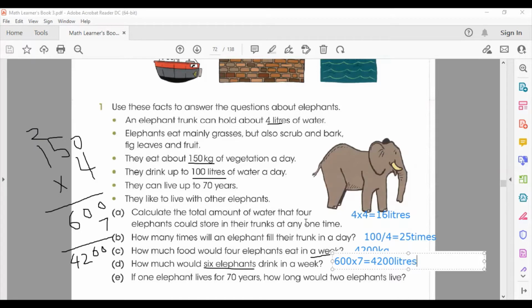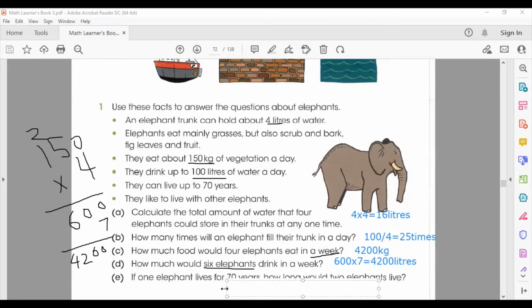4,200 liters. So 6 elephants can drink 4,200 liters of water in a week. Next question: if one elephant lived for 70 years, how long would 2 elephants live? If one elephant lives for 70 years, how long would 2 elephants live? 2, 10, 5 elephants, the same time period, 70 years, because the time period does not change.